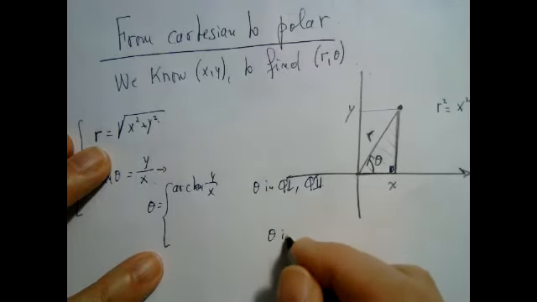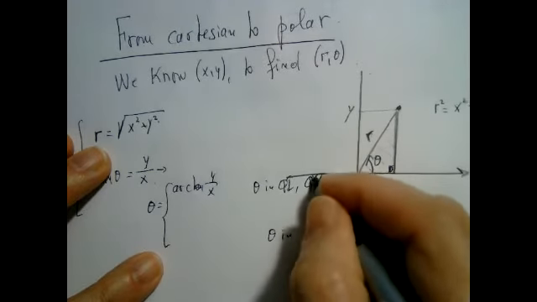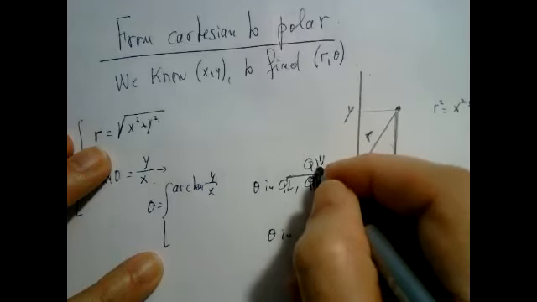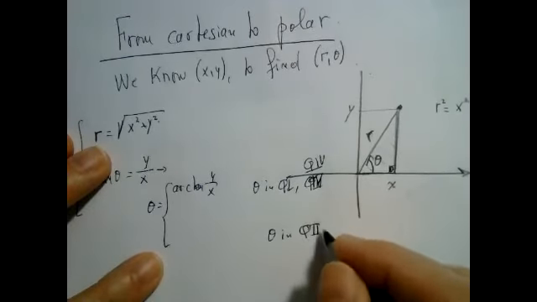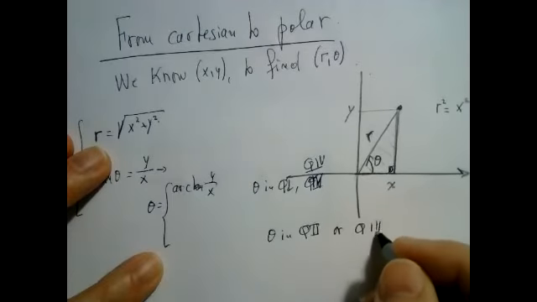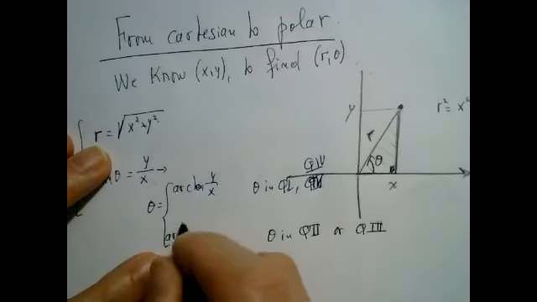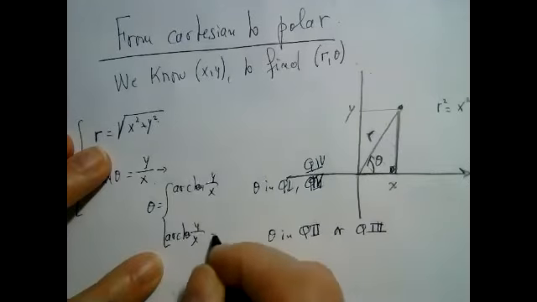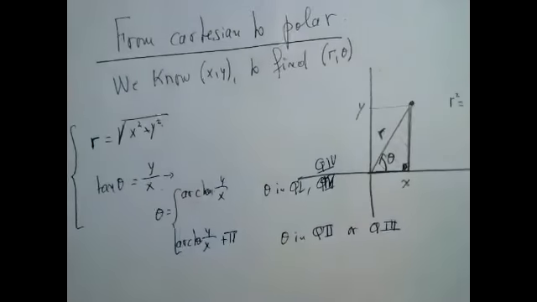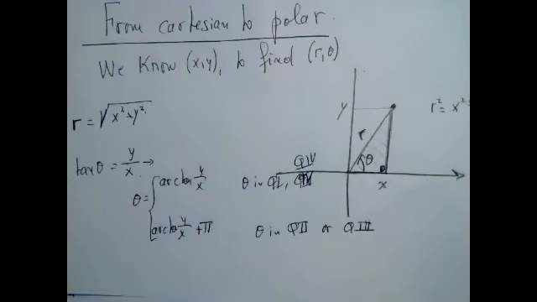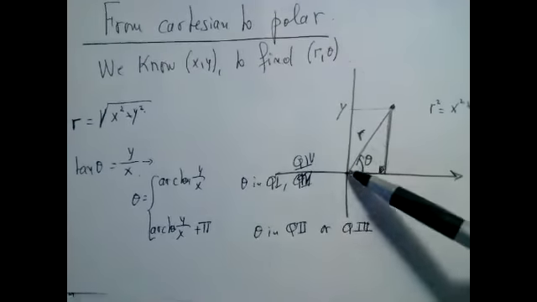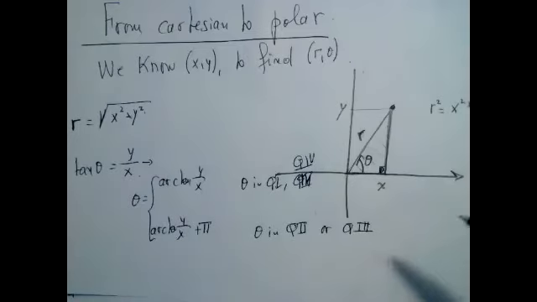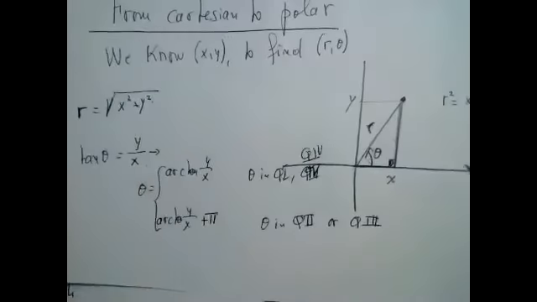If theta is in quadrant 2 or in quadrant 3, then I have to add a pi to the arctangent. Otherwise, I will not get the angle I want. The calculator gives me the one in the first quadrant. I have to add the pi to get what I want. All right, so now we'll do two problems along those lines.